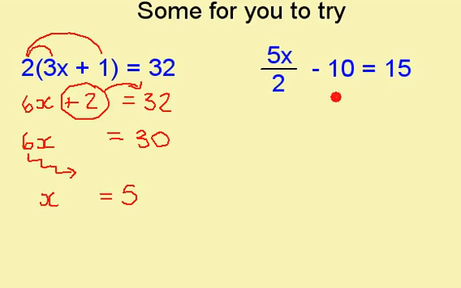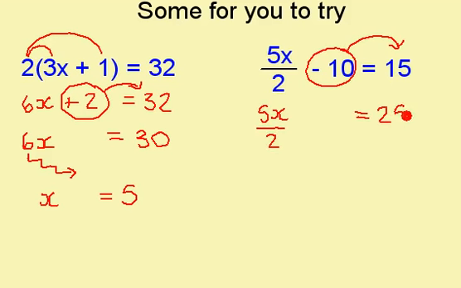On this question, look for float and ping first. We've got a float and ping here, minus 10 is going to become plus 10. So I've got 5x over 2 equals 15 plus 10, which is 25. Then we're on to escalator.